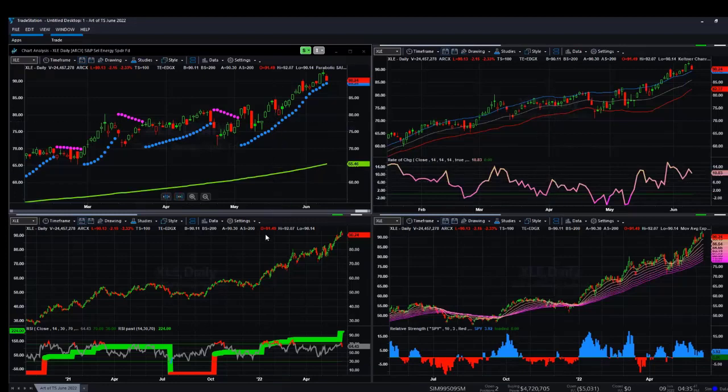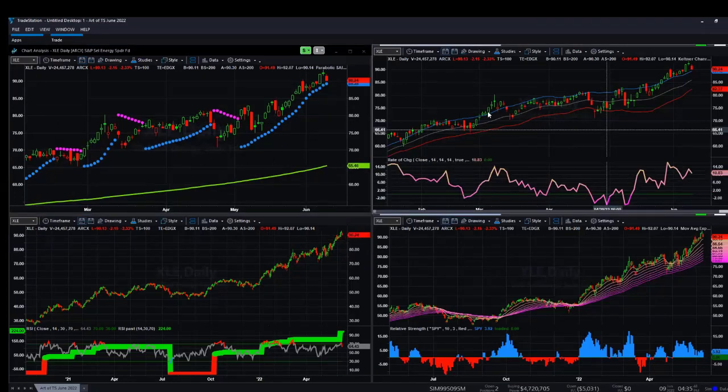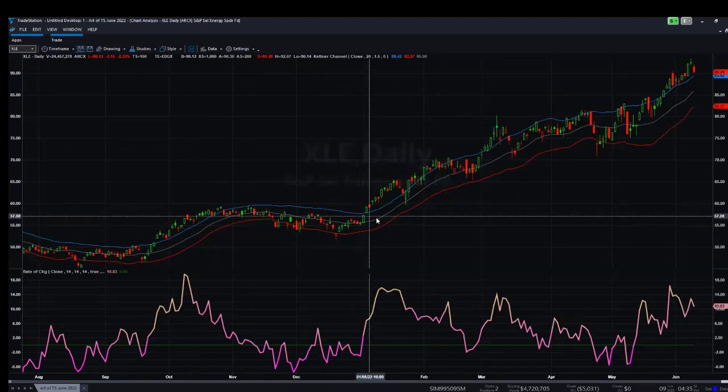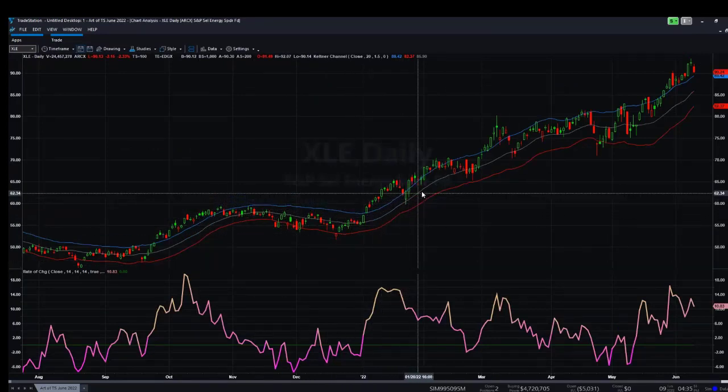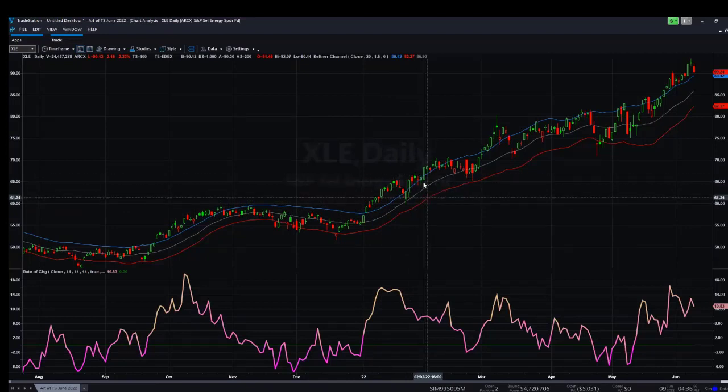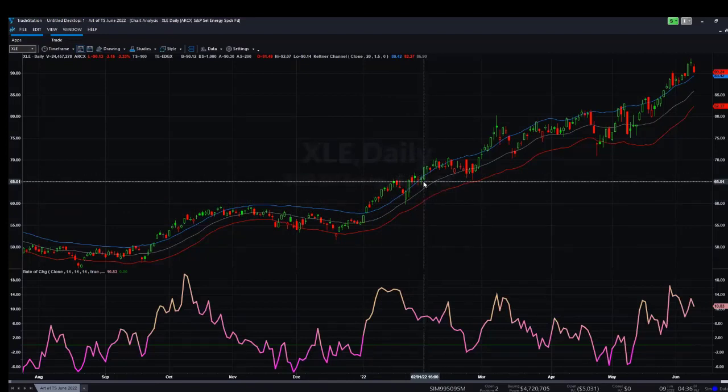Now I said we have 4 workspaces here. This one is the one with Keltner channels, so I'm going to maximize that. Basically, this is a 20-day moving average as the midline, and then it projects these channels on either side. And these channels can be used, as I mentioned, for entries and exits.